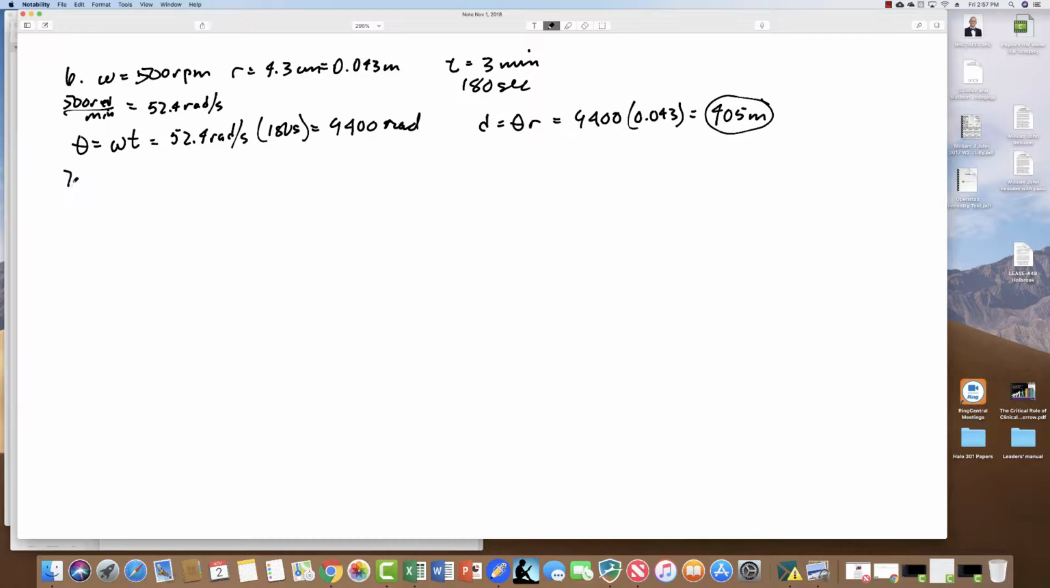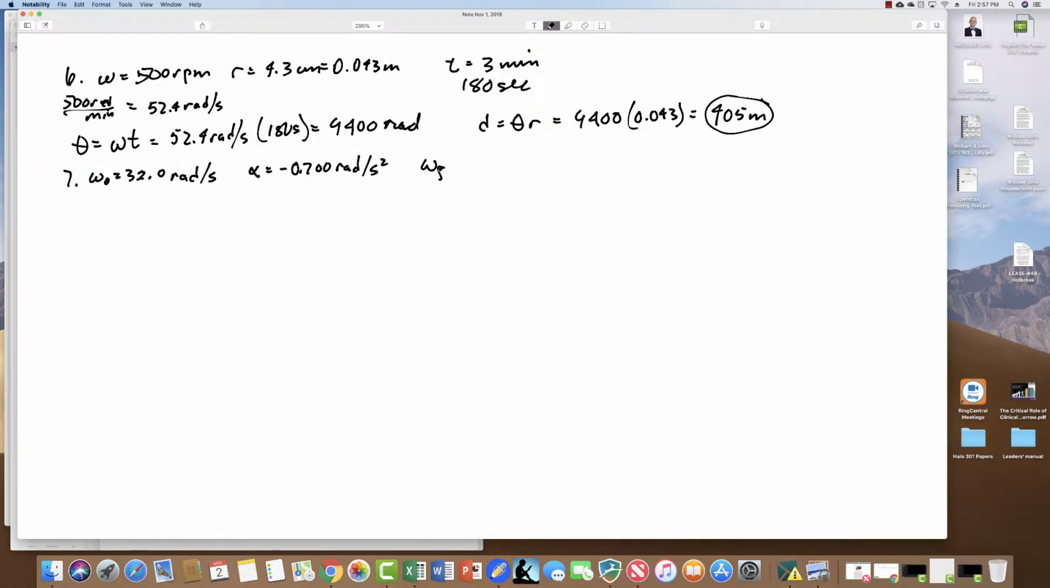Number 7, a gyroscope slows from an initial rate of 32 radians per second, so omega naught is equal to 32.0 radians per second, and it slows at a rate of 0.700, so alpha is equal to minus 0.700 radians per second squared. How long does it take for it to come to rest?